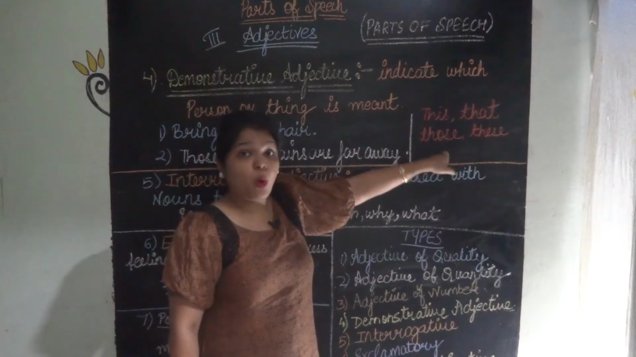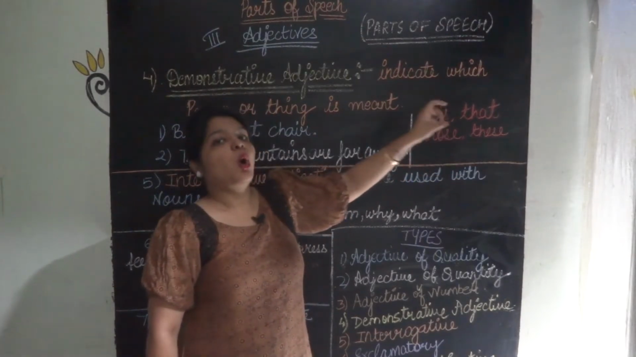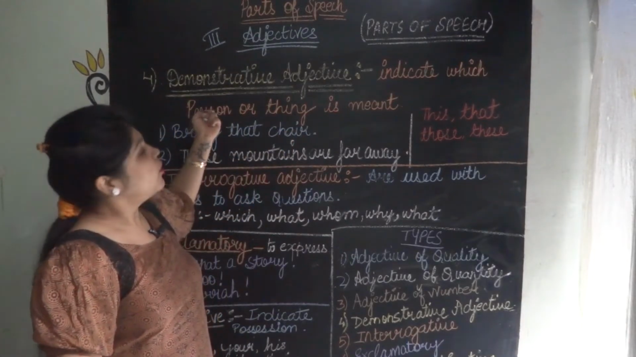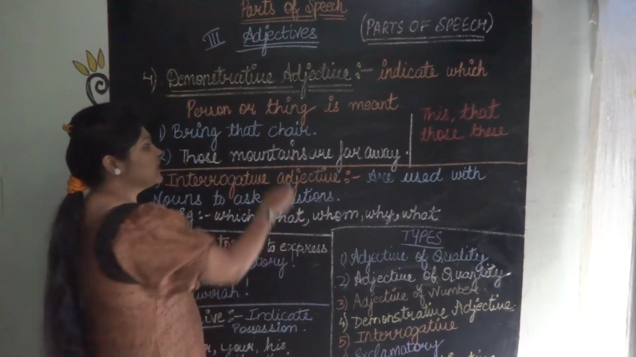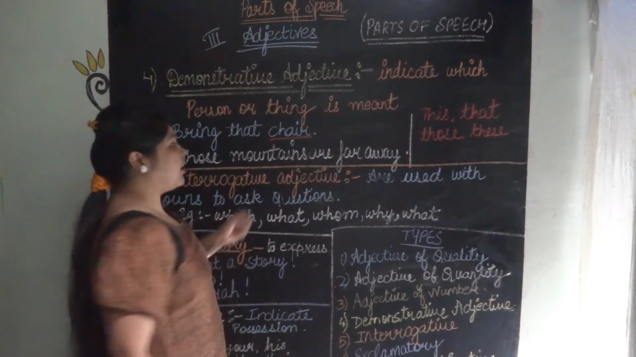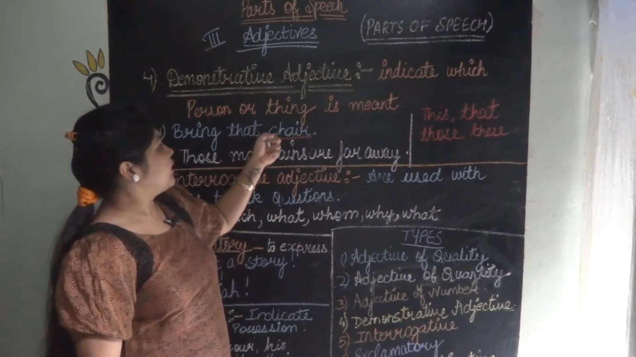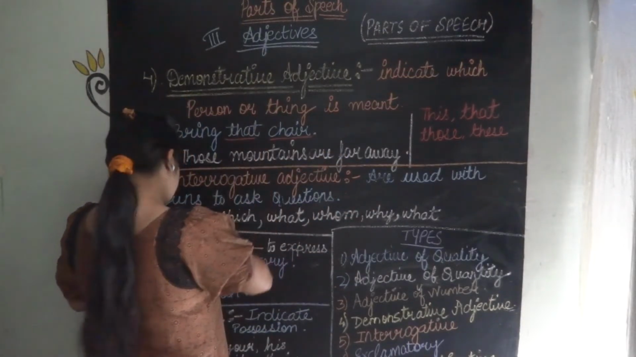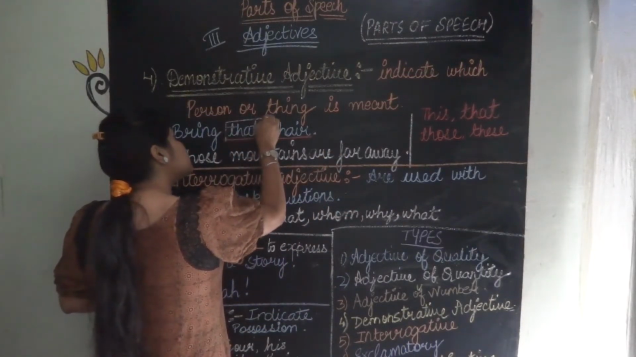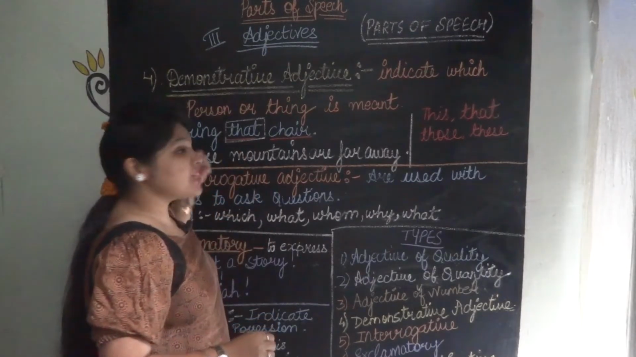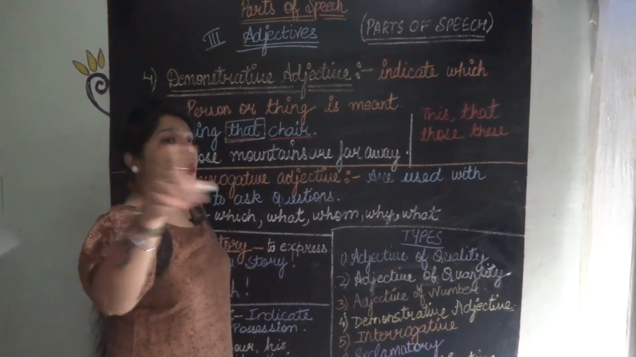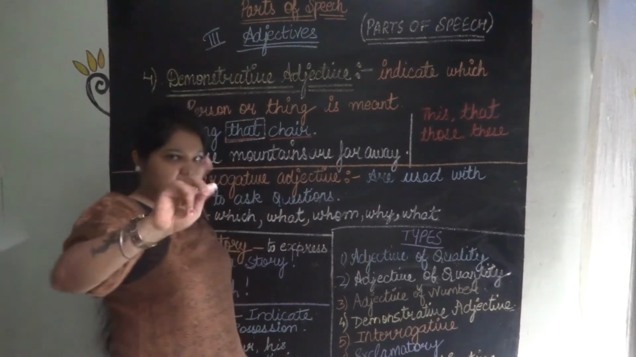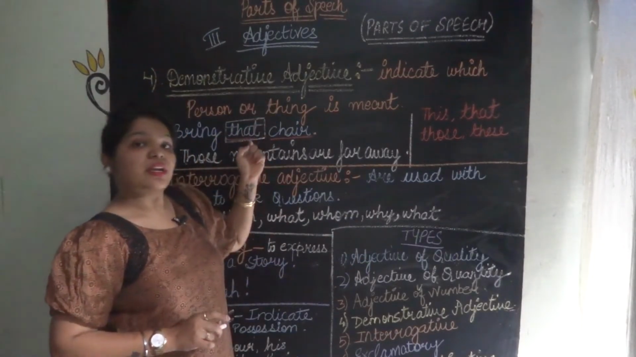These are the words of demonstrative adjectives. They are all indicating or pointing out what? A person or a thing. Means, what is this chair? Chair is a noun. It is a thing. And what is that? That is a demonstrative adjective. Means I am pointing out to you, go and bring that chair. That one, that red one. Yes. So this is a demonstrative adjective.